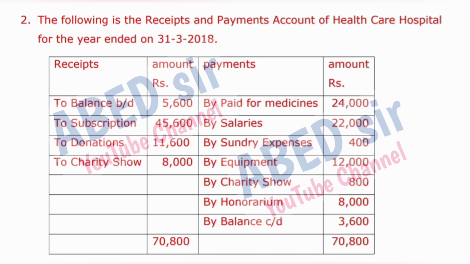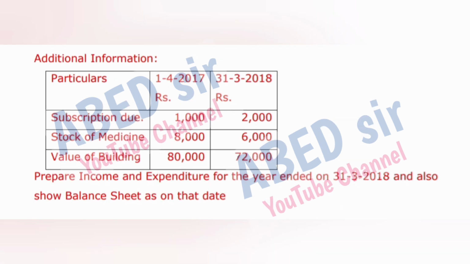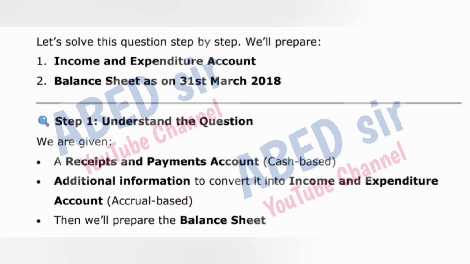70,800, 70,800. Additional information. Particulars, 1st April 2017, 31st March 2018, rupees. Subscription due 1,000, 2,000. Stock of medicine 8,000, 6,000. Value of building 80,000, 72,000. Prepare income and expenditure for the year ended on 31st March 2018 and also show balance sheet as on that date. Let's solve this question step by step.